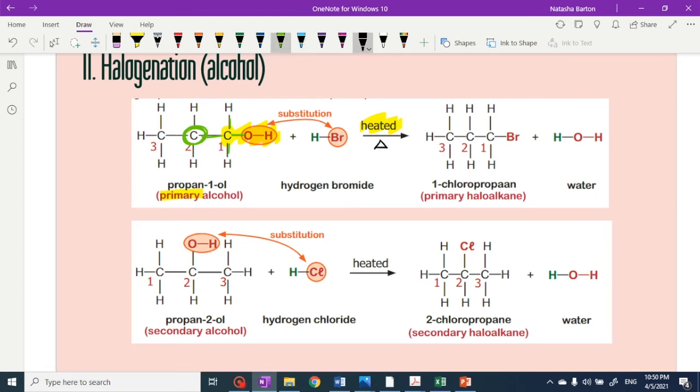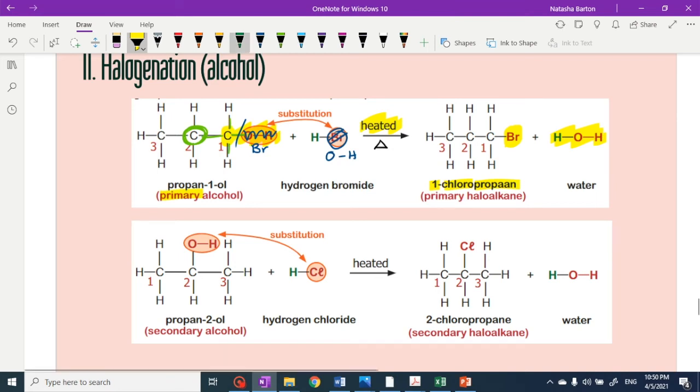The reaction is similar to the one above. Our hydroxyl group will detach and it will change places with the bromine, chlorine, fluorine, whichever hydrogen halide you are reacting with your alcohol, it will switch places with the halogen. So instead of having this hydroxyl group there, we will now have bromine, and instead of bromine here, we will have an OH. So in the end, we form 1-bromopropane, because we have this bromine atom on the first carbon, and water as our product.